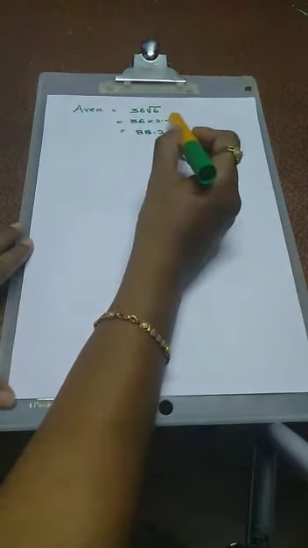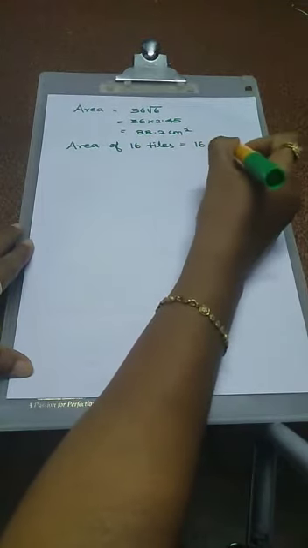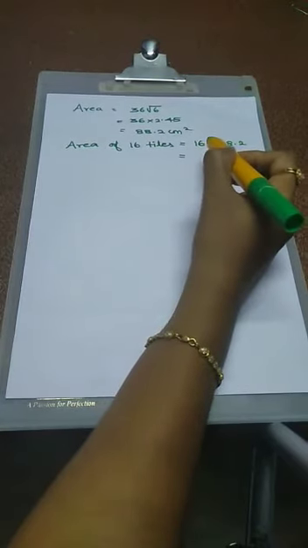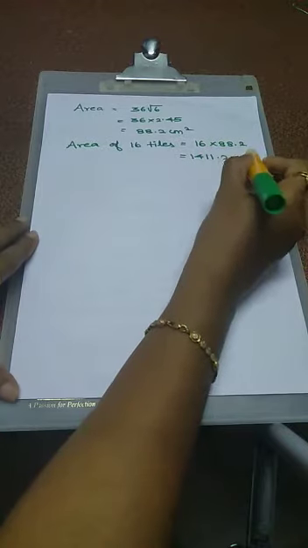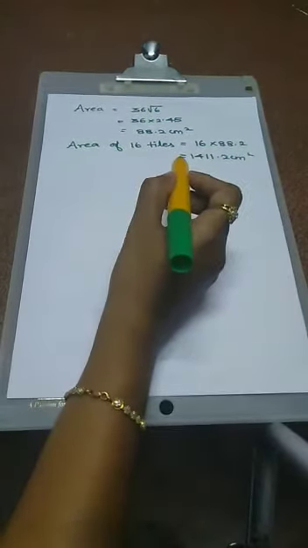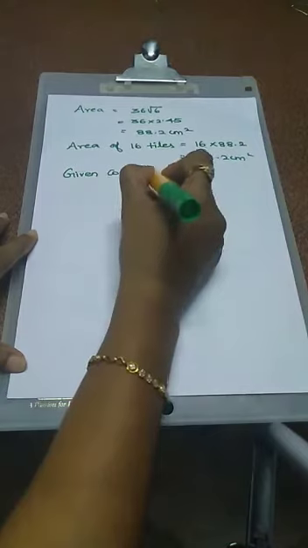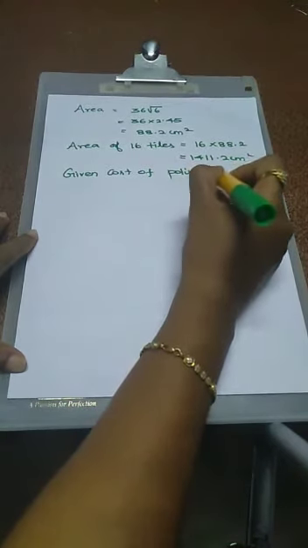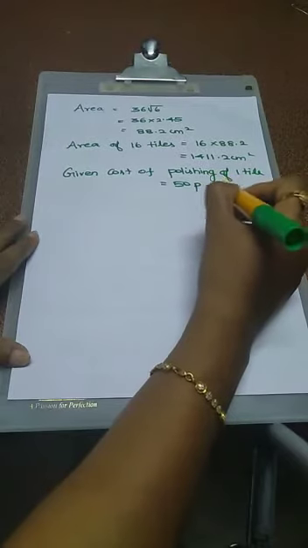Actually, this is area of one triangular tile. We need 16 tiles area. So, area of 16 tiles is equal to 16 into 88.2. So, we just multiply the value. Actually, the answer is 1411.2 centimeter square. This is area of 16 tiles. What is given? Cost of polishing is given. Cost of polishing of one tile is equal to 50 paise, that is given. We just convert this value into rupee, so that is half rupee.